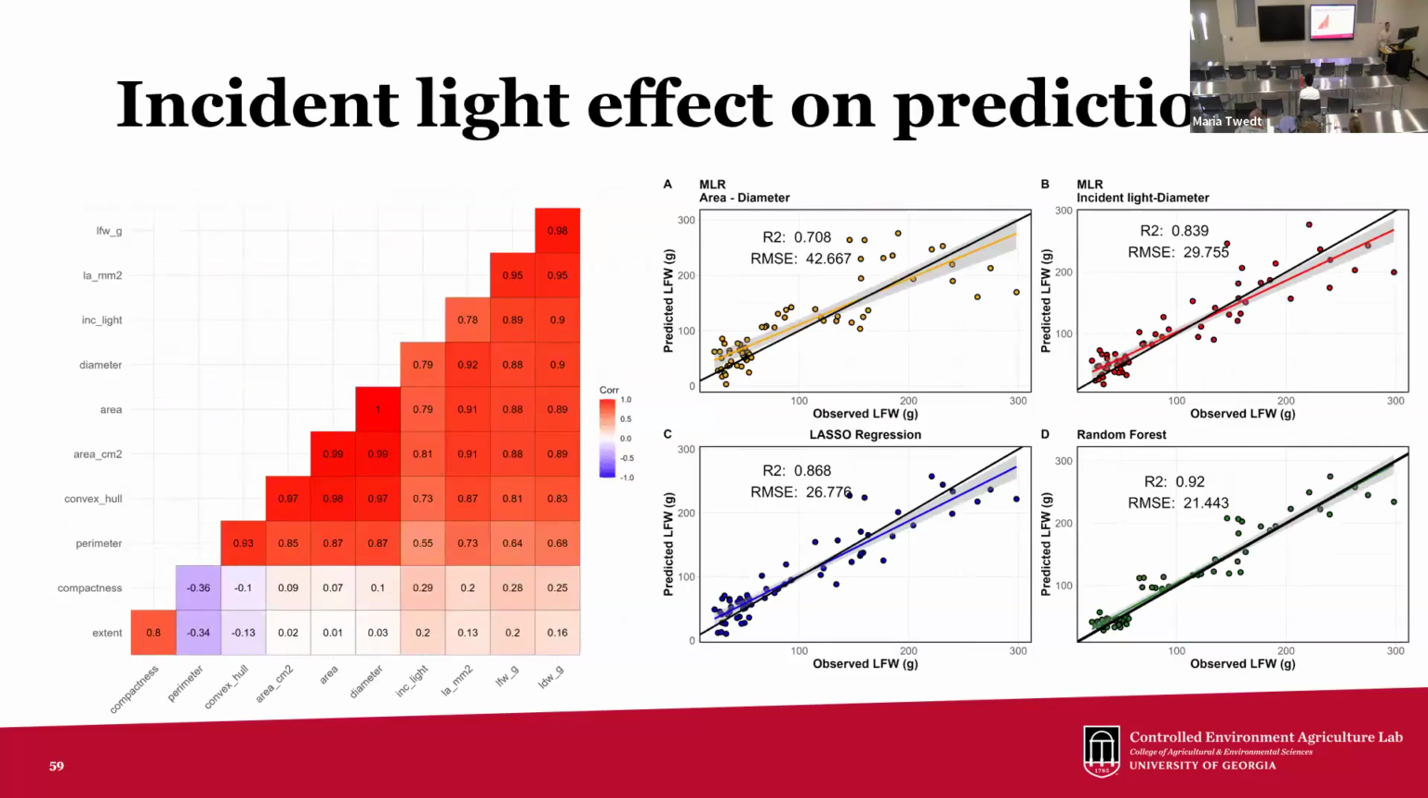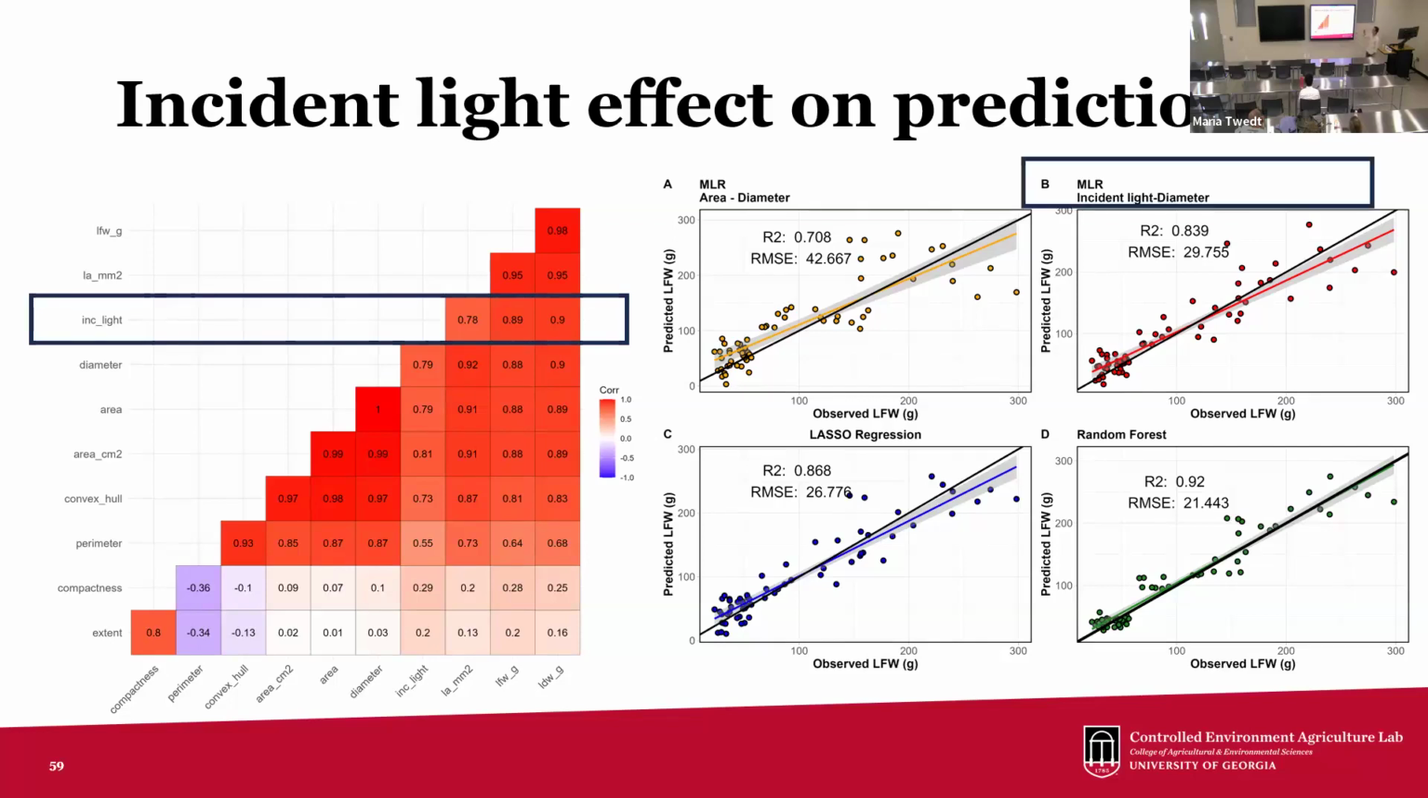Now, I want to go again to the models that we fit on the second experiment, but I would like to add the significance of the incident light parameter that we use to calculate, that we use area and the quantum sensor readings to set these new parameters. So incident light doesn't improve so much the correlation between leaf fresh weight and incident light or leaf dry weight and incident light. However, if we use a multiple linear regression that includes incident light and another of the geometrical features, we can see how it outperforms a multiple linear regression that just uses area.